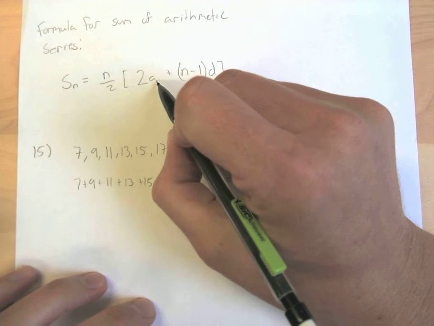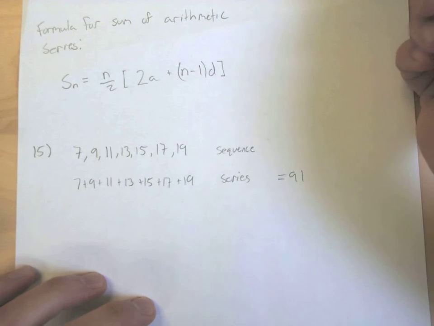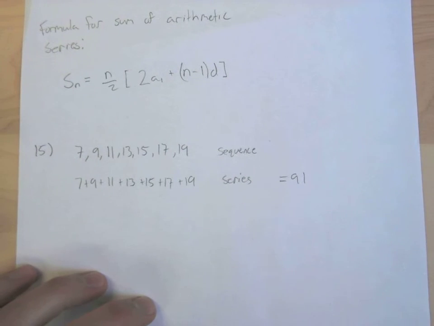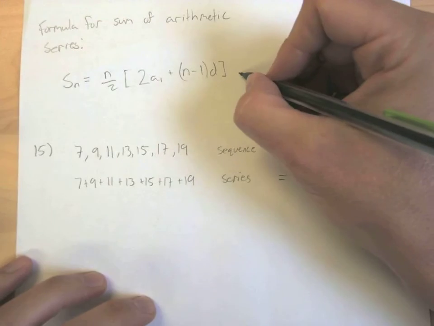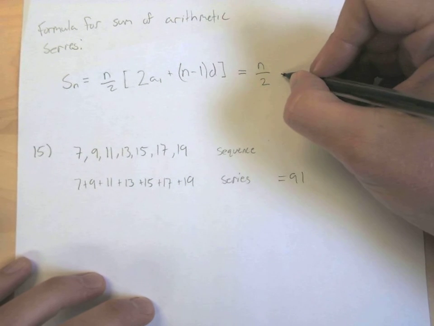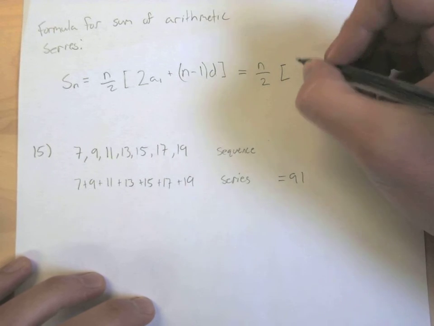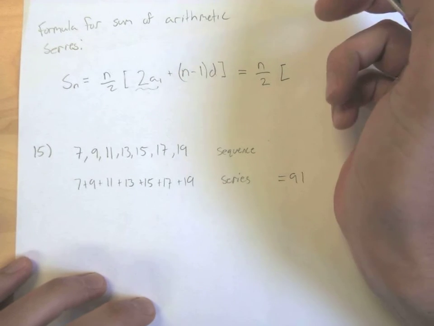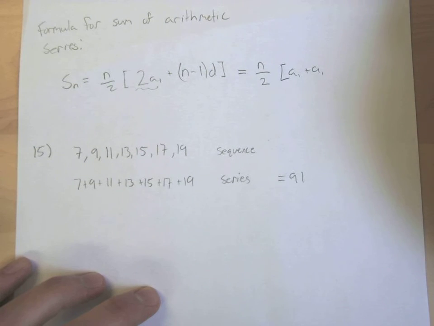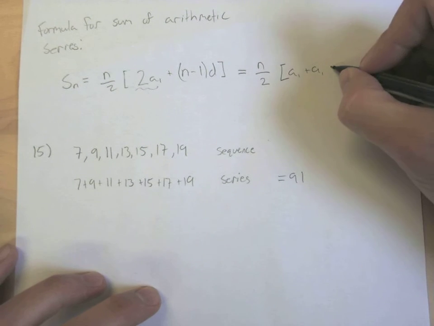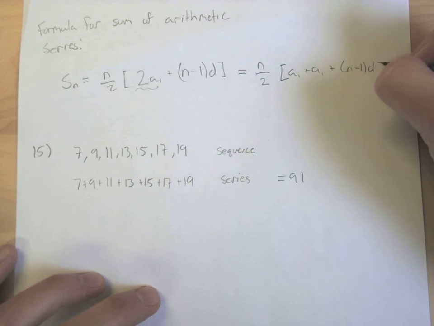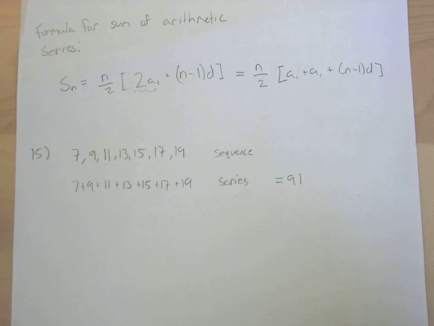So first off, he calls the first term A, and we called it A1. So just to be consistent here, if we're talking about our stuff, this is A1. Okay, so I want to change this up a little bit, and I want to go n over 2 times. Now I'm going to rewrite A1 as A1 plus A1. You'll see why in a minute. And then I have the plus n minus 1 d. Now some of this stuff should look familiar.